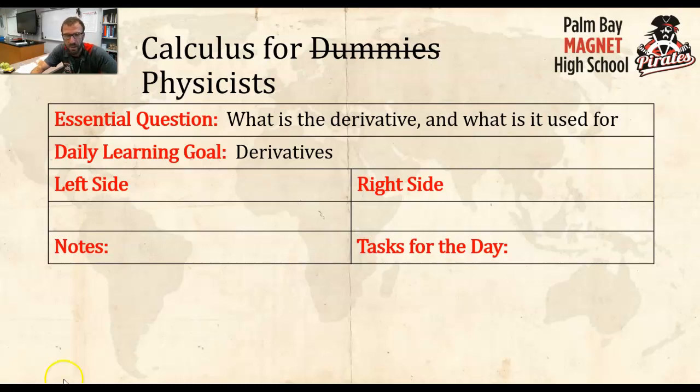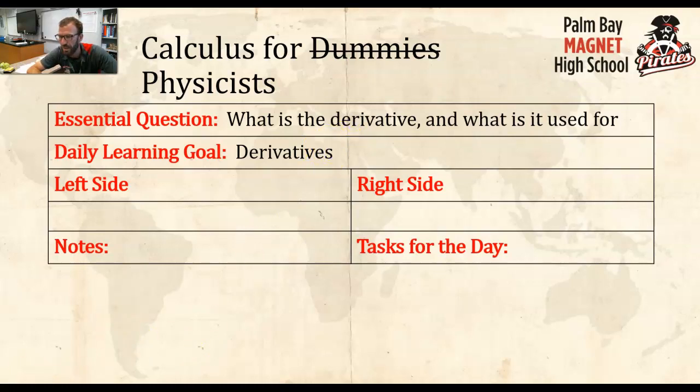Alright, so we are going to talk about the basics of calculus. Basics of calculus, there's two things. There's the derivative and the integral. And we're going to start with the derivative because the integral is just the opposite of a derivative. And we're going to talk about what the derivative is and what it's used for.